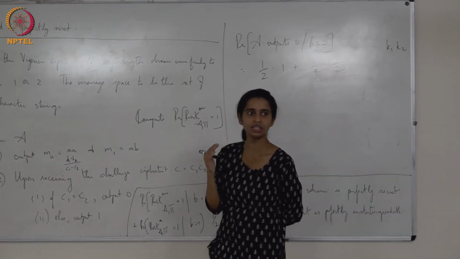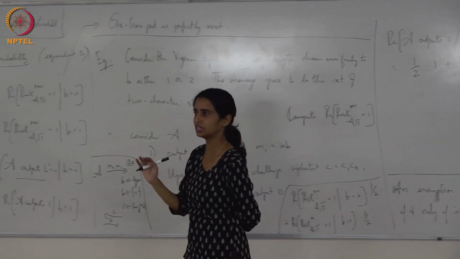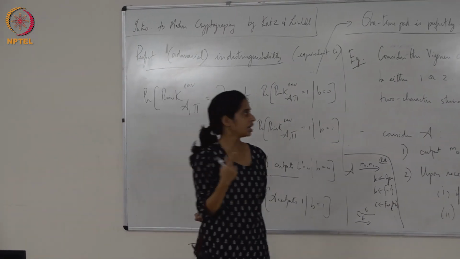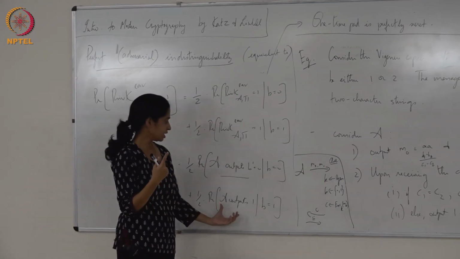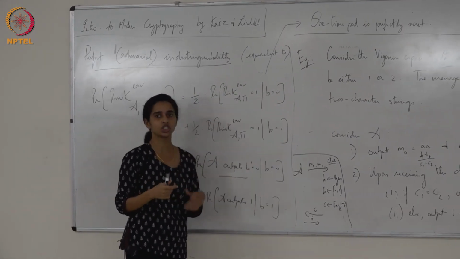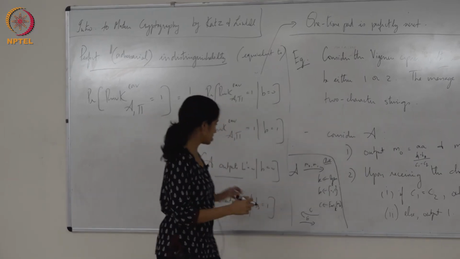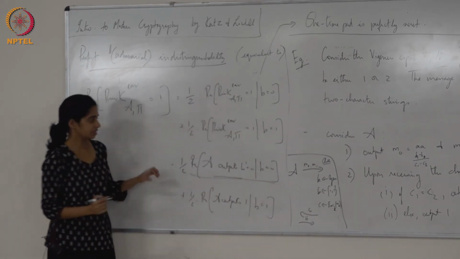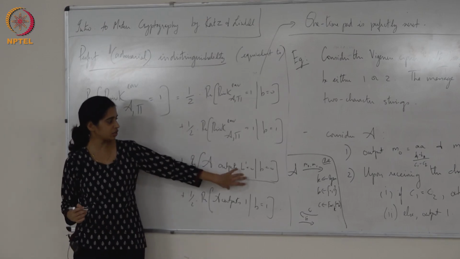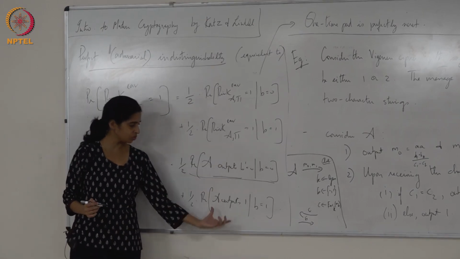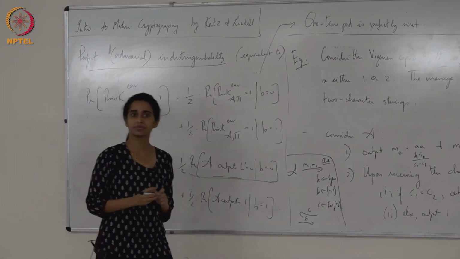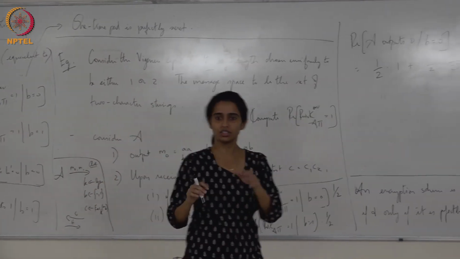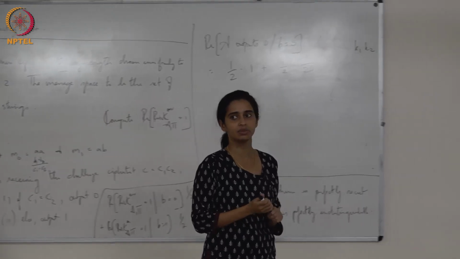So I hope this is clear. Similarly, can you think about how you would compute the probability A outputs 1 conditioned on B equals 1? This is this part of the computation. What about this part? I want everybody to think about it. You can try it on your own and then tell me.